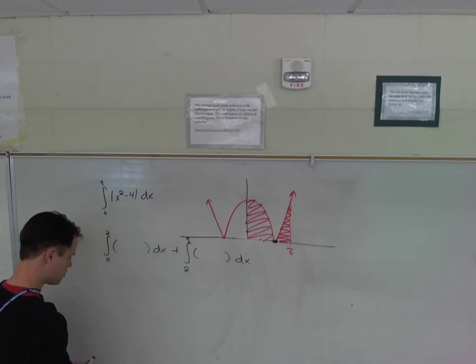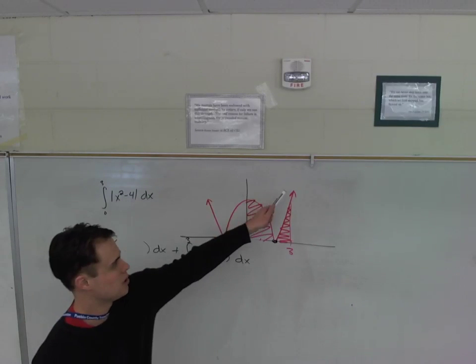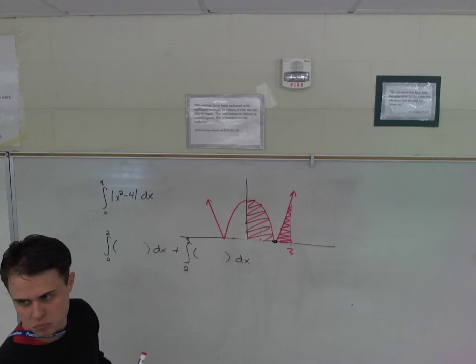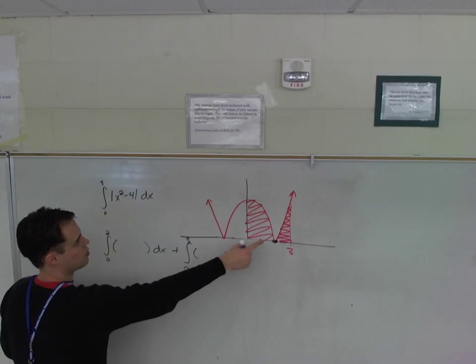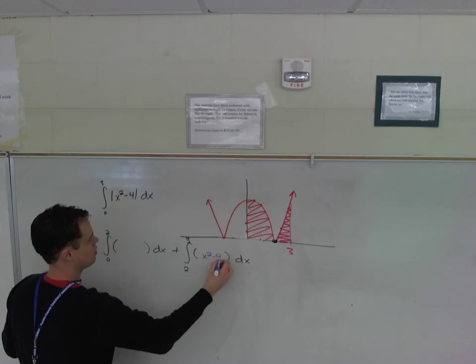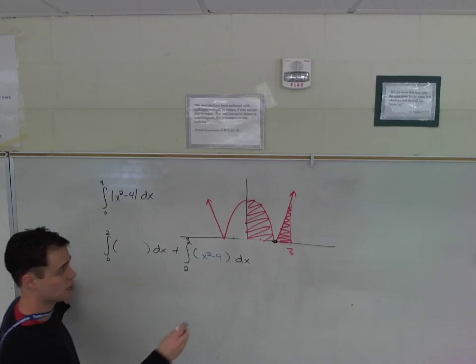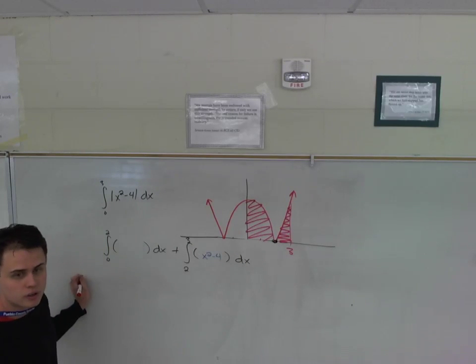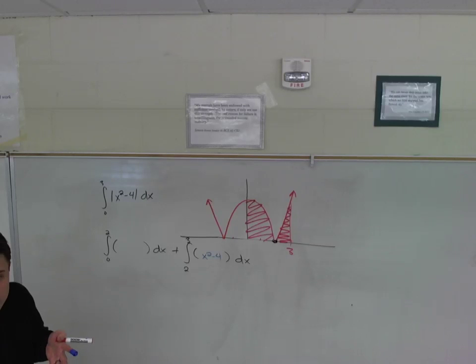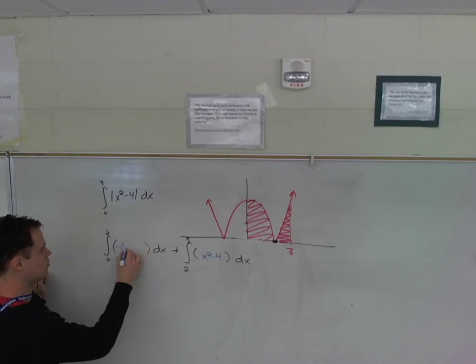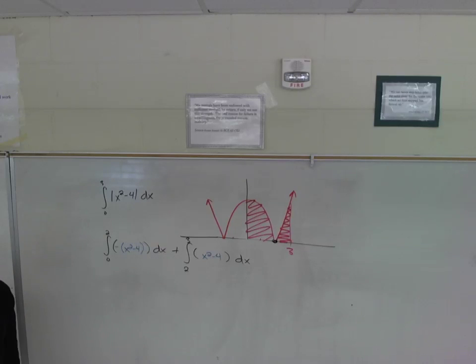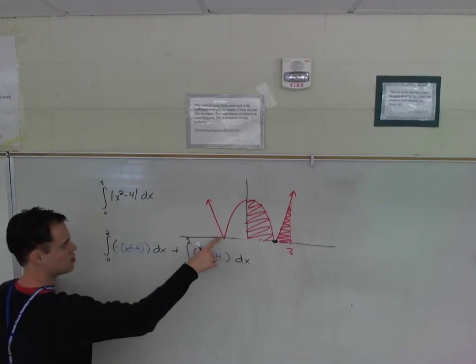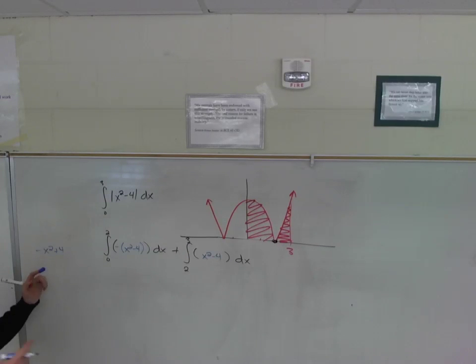Can you guys help me fill in those somethings? What's this part going to be over here? Isn't that just part of the original function? So that part is going to be x squared minus 4, because that's part of the original curve. Is this part of the original curve? No, it's like the curve flipped over. It's the negative of that, which would be negative x squared plus 4. Doesn't that look like negative x squared plus 4? Yeah, so it makes sense.